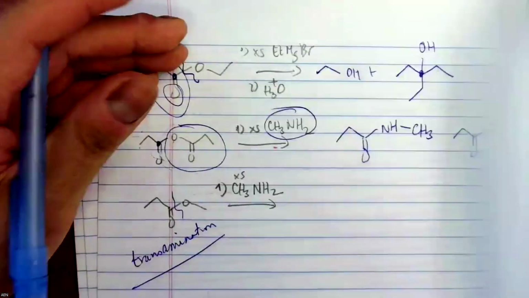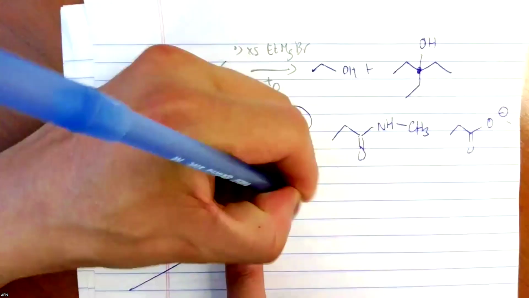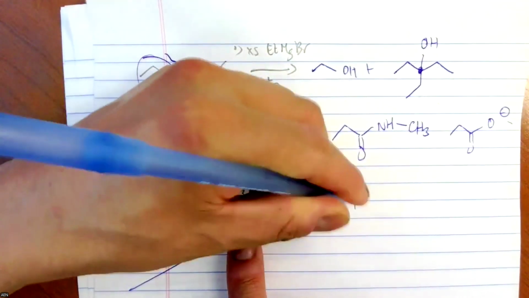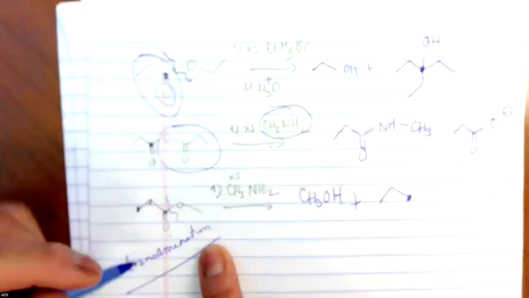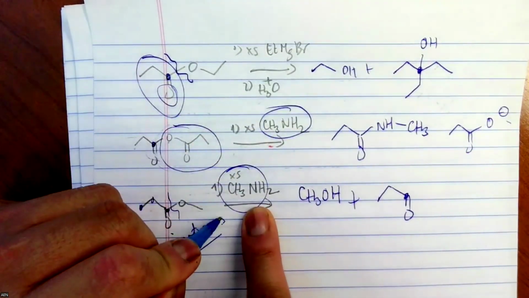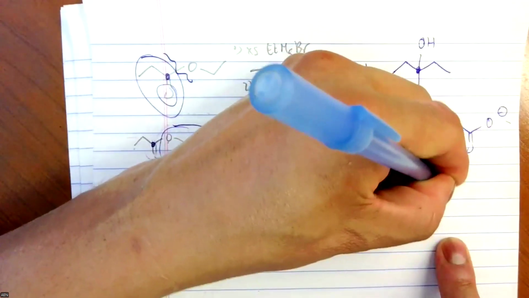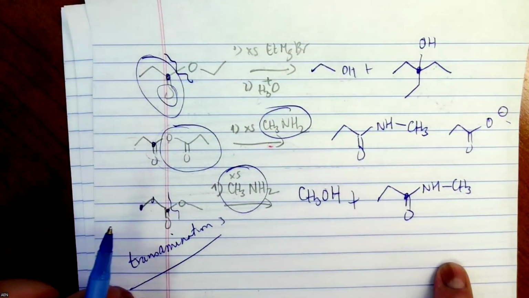Okay. So in the case of the transamination, this one is lost, methanol, plus this one, 1, 2, 3. The blue dot will be double O. And then what is added is the amine, NHCH3. Okay, so those will be the two reactions.